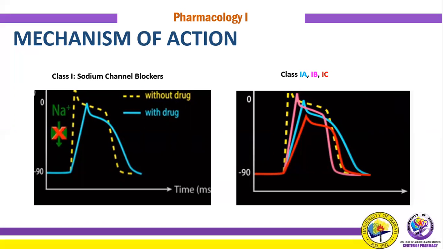So sodium channel blockers act. You can see the yellow line, an abnormal action potential, while the blue line represents the normal action potential, the action potential that became normal because the drug was administered. Since there is a lot of sodium, the depolarization of the cell is fast. So the goal of the drug is to block the sodium potential, thereby normalizing the depolarization.